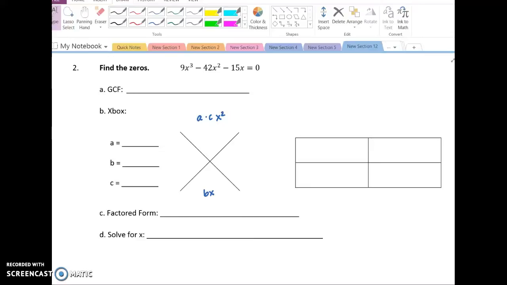Okay, so the first thing we should look for is a GCF, which means that for each of these terms we want to write them in their factored form. So 42 is 7 times 6, or 7 times 3 times 2, and 15 is 3 times 5. And what I notice is that the greatest common factor is going to be 3x.